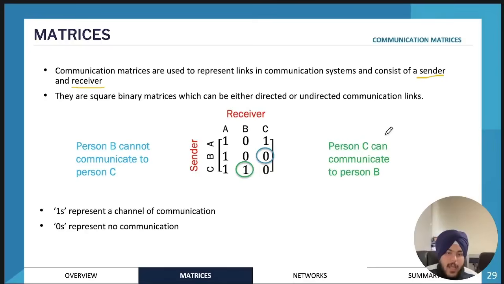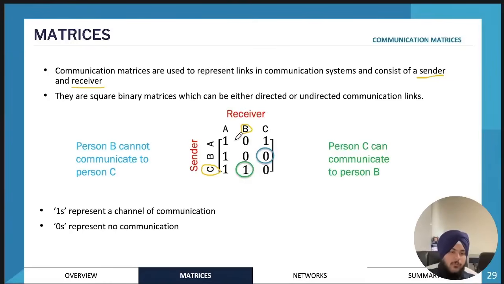So here are just a few examples. We have the sender and the receiver. B is the sender and C is the receiver. If we look at their union, where they come together at this point, there's a 0. So that means B, who is the sender, cannot send a message to the receiver, or can't communicate with the receiver. Whereas here, we have the sender C and the receiver B. If we look at their union here, there's a 1, which means C can send a message to B, or can communicate with B.